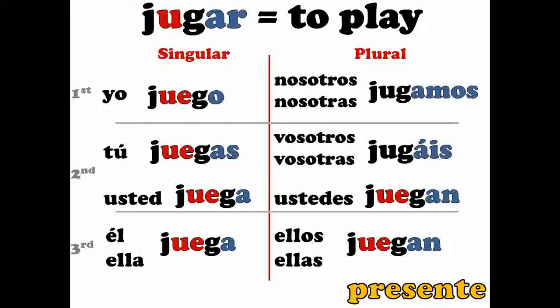Jugar, to play, is the only U to UE in Spanish. So juego, juegas, juega, juegan. Right? To play. So you play, my friend. Juegas.